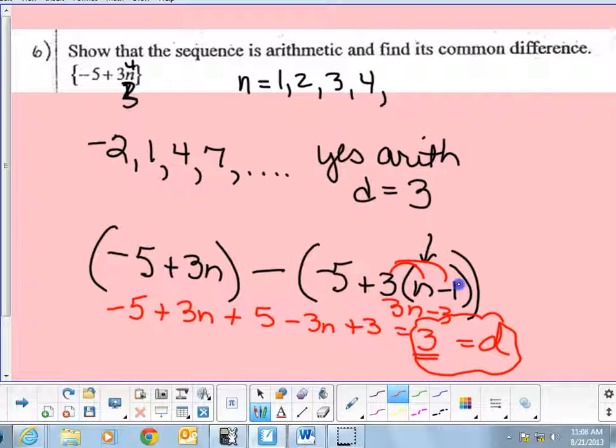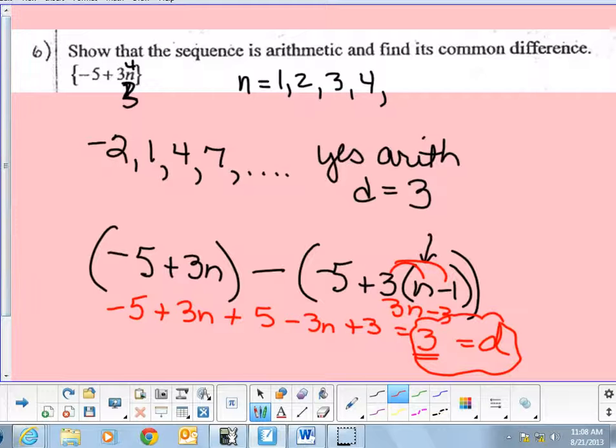Yes? How does that prove anything? Because you can just look at the thing and know that the common difference is 3. It says it right in the explicit formula. Yes. So what does that prove? Is there a way... It says show. It's not really a proof, it's a show. You've shown it by generating the sequence or showing that it's a difference, okay?